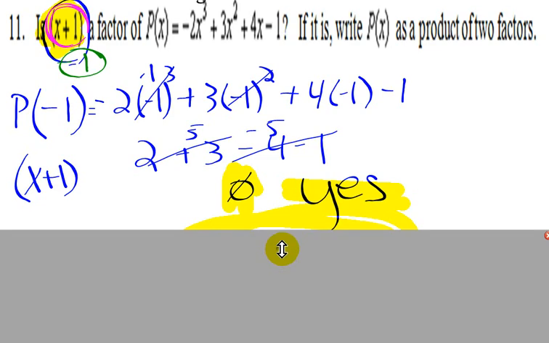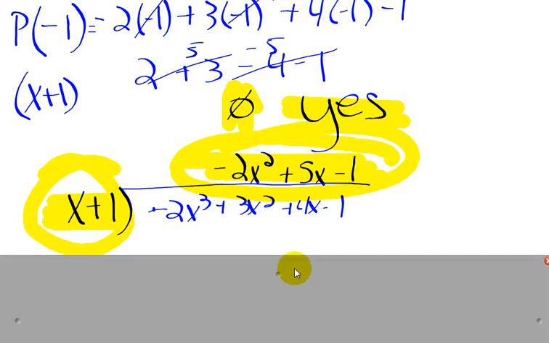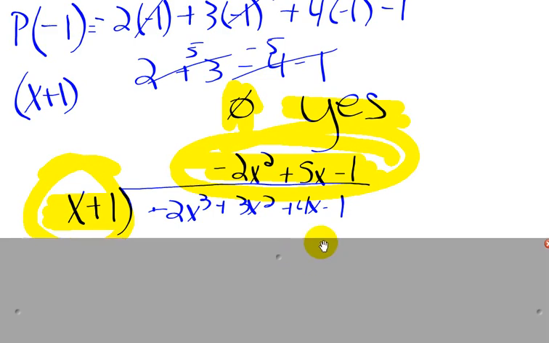It says, if it is, write p of x as a product of 2 factors. Well, we know that x plus 1 is one of the factors. So now, actually, we have to go ahead and do the work. This is just a quick check to tell you, is it a factor, is it not? But some of you might not even want to mess with that, and you just want to go to synthetic division and see, is there a remainder? If the remainder is 0, it's a factor. If there's any other kind of remainder, then it's not a factor. Okay, but this was. So now we're going to take that factor out.